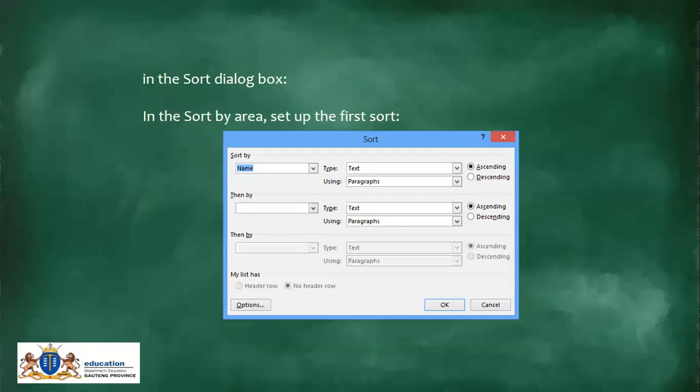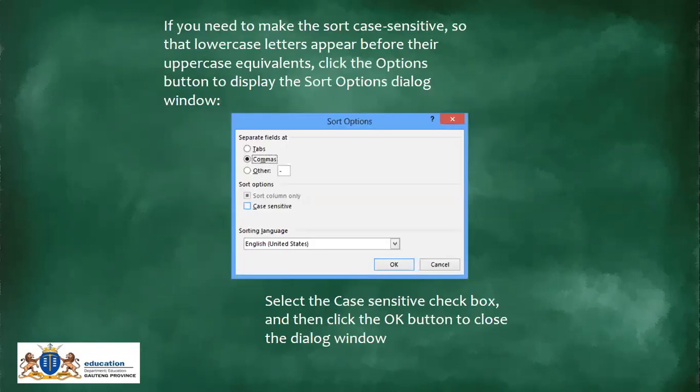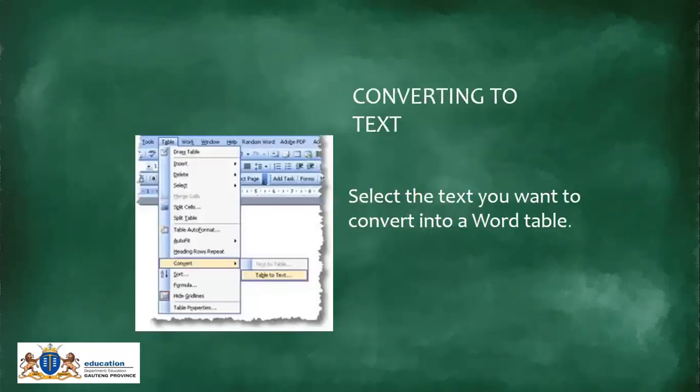In the sort dialog box, in the sort by area, set up the first sort, you understand? So you're using your criteria, how you want to sort your data. Choose the appropriate column heading in the left drop-down list. If the table doesn't have a column heading, the drop-down list shows column 1, column 2, and so on. So these are the criteria that you have to select when sorting, guys. For example, if you need to make this sort case sensitive, you can click on the case sensitive checkbox, then click the OK button to close the dialog box. So this is how you can simply do this, guys.